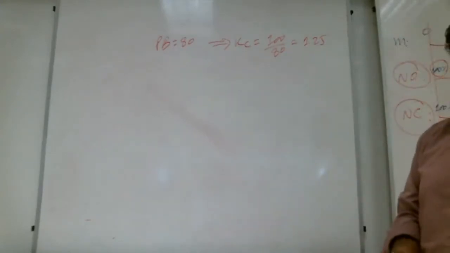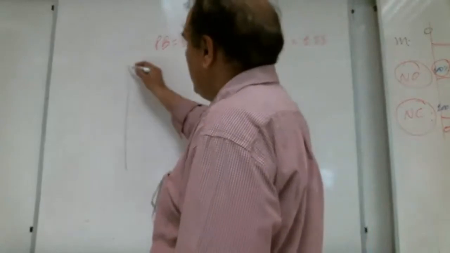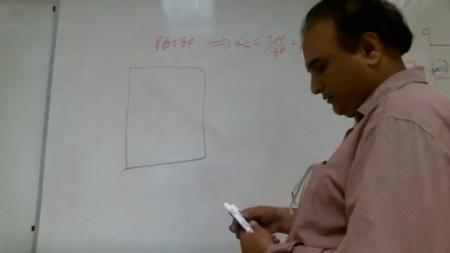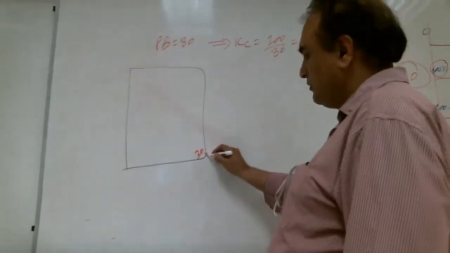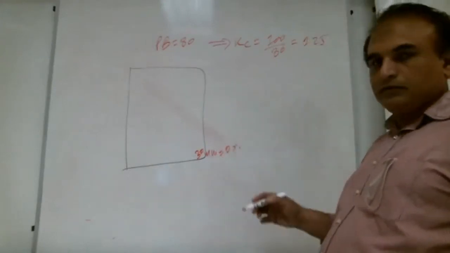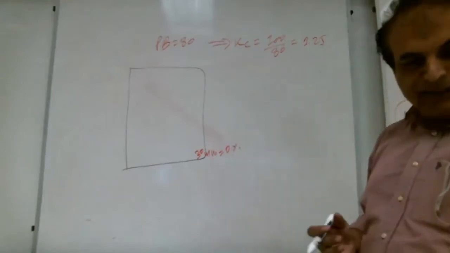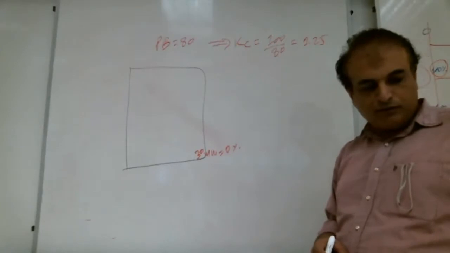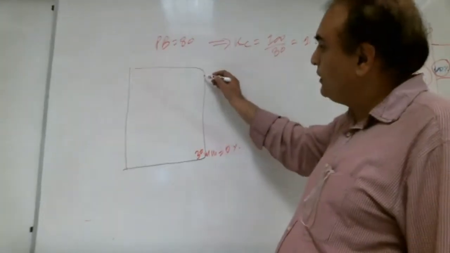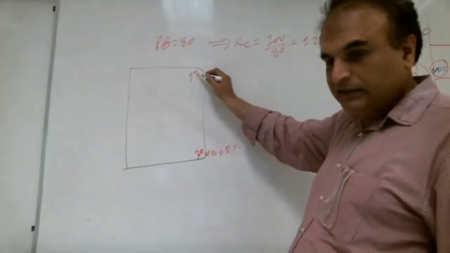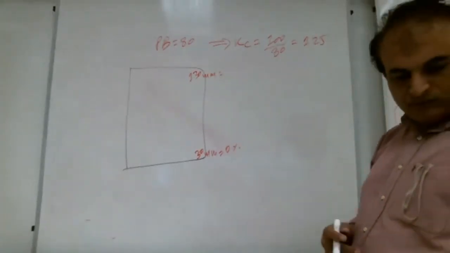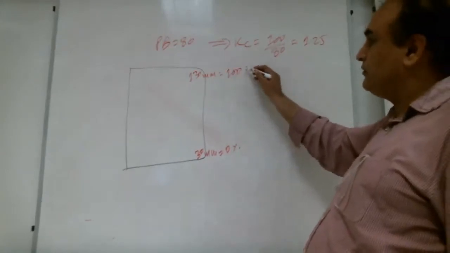A level tank is calibrated as follows. This is the level tank. Level tank is calibrated as follows. 30 mm equals 0%. What is mm? Mm means what? Millimeter. Yes, and 130 millimeter equals 100%. 130 millimeter is equal to 100%. Very good.